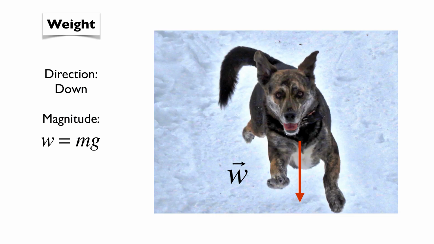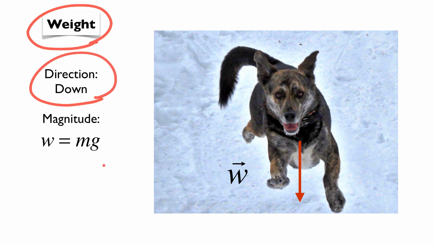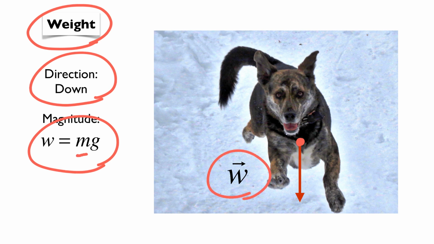Now let's take a look at a couple of the forces we're going to work with. The first one is weight. Any object near the surface of the Earth experiences a weight force. It is directed straight down. The magnitude is m times g. So Milo, wherever he is on the surface of the Earth, experiences a weight force directed straight downward. The magnitude is his mass times the acceleration of gravity.